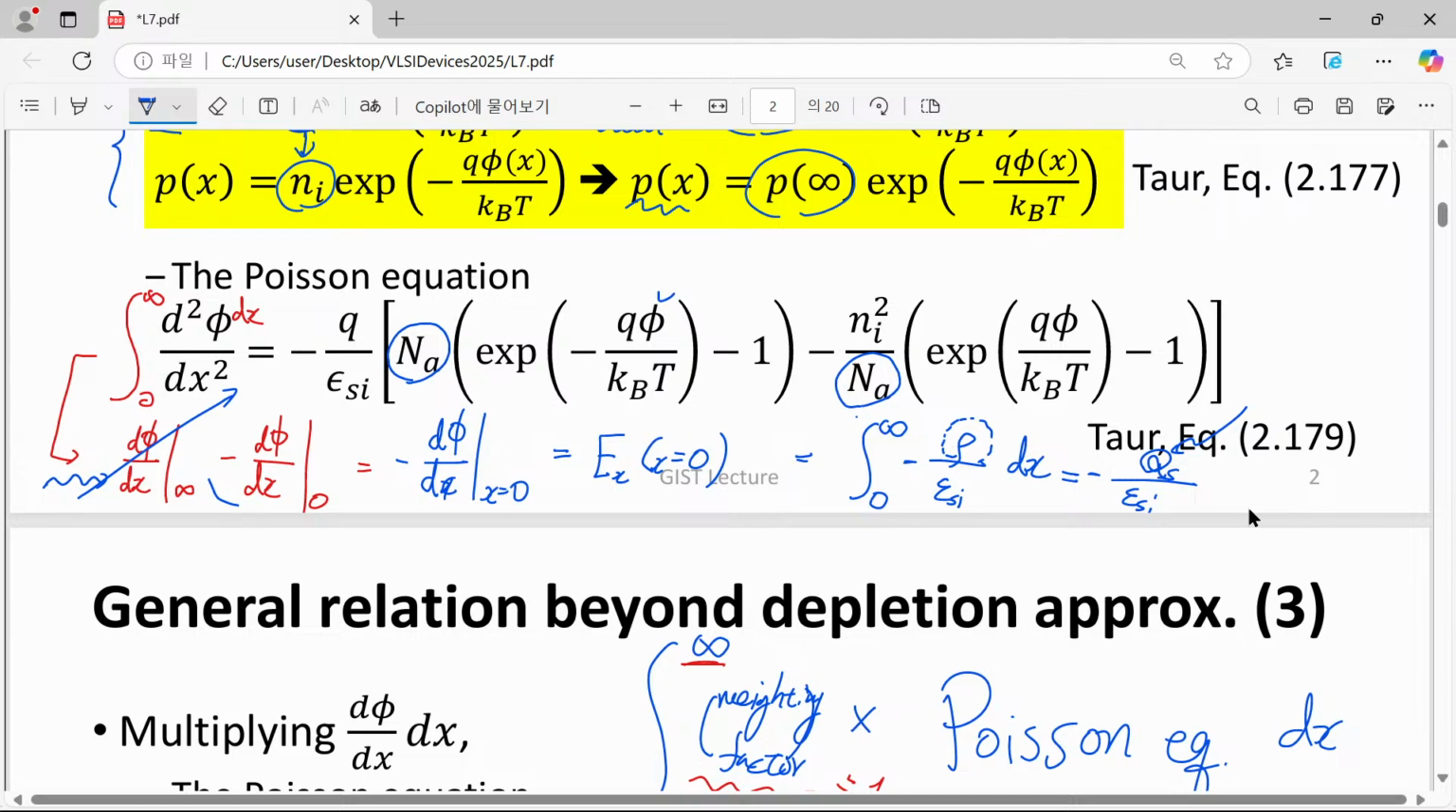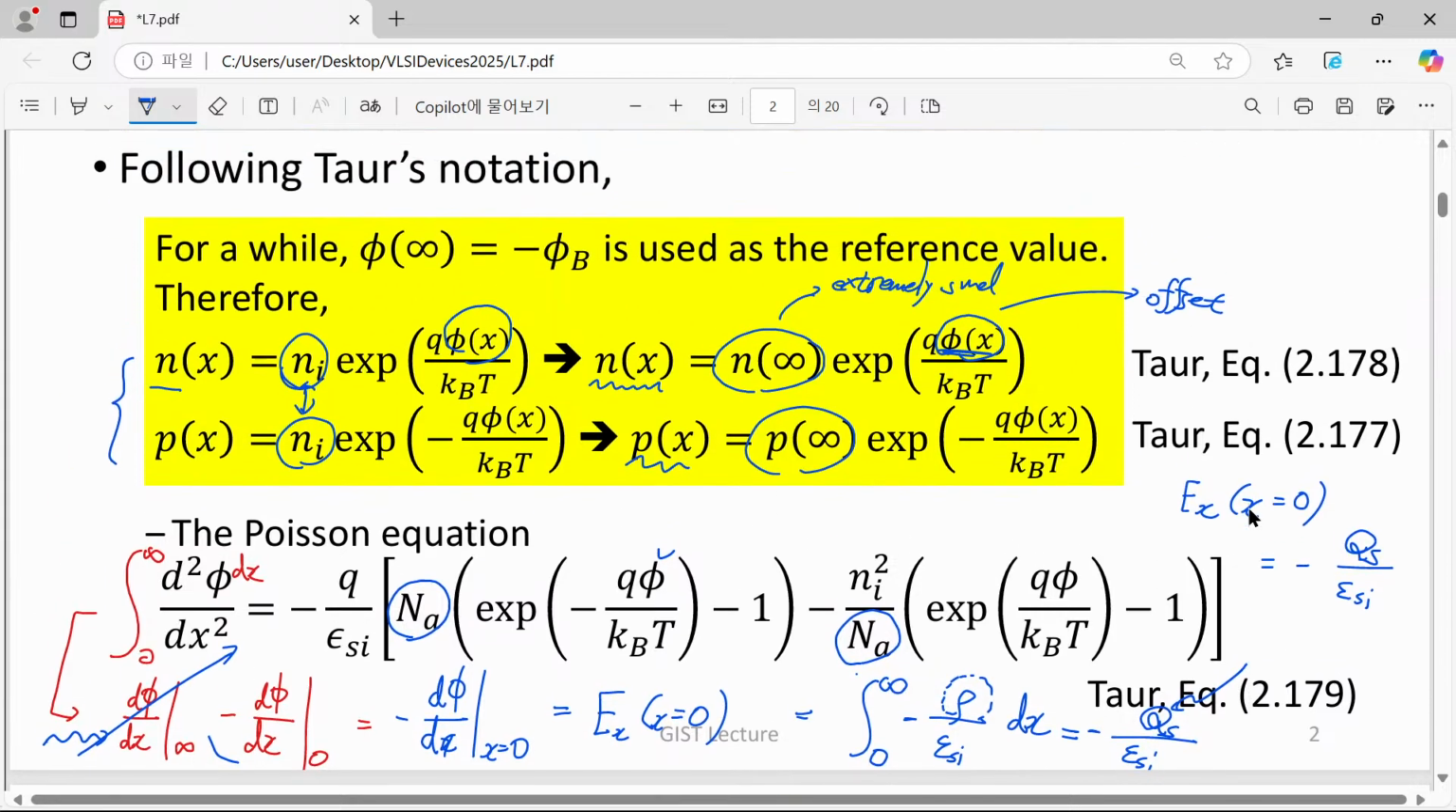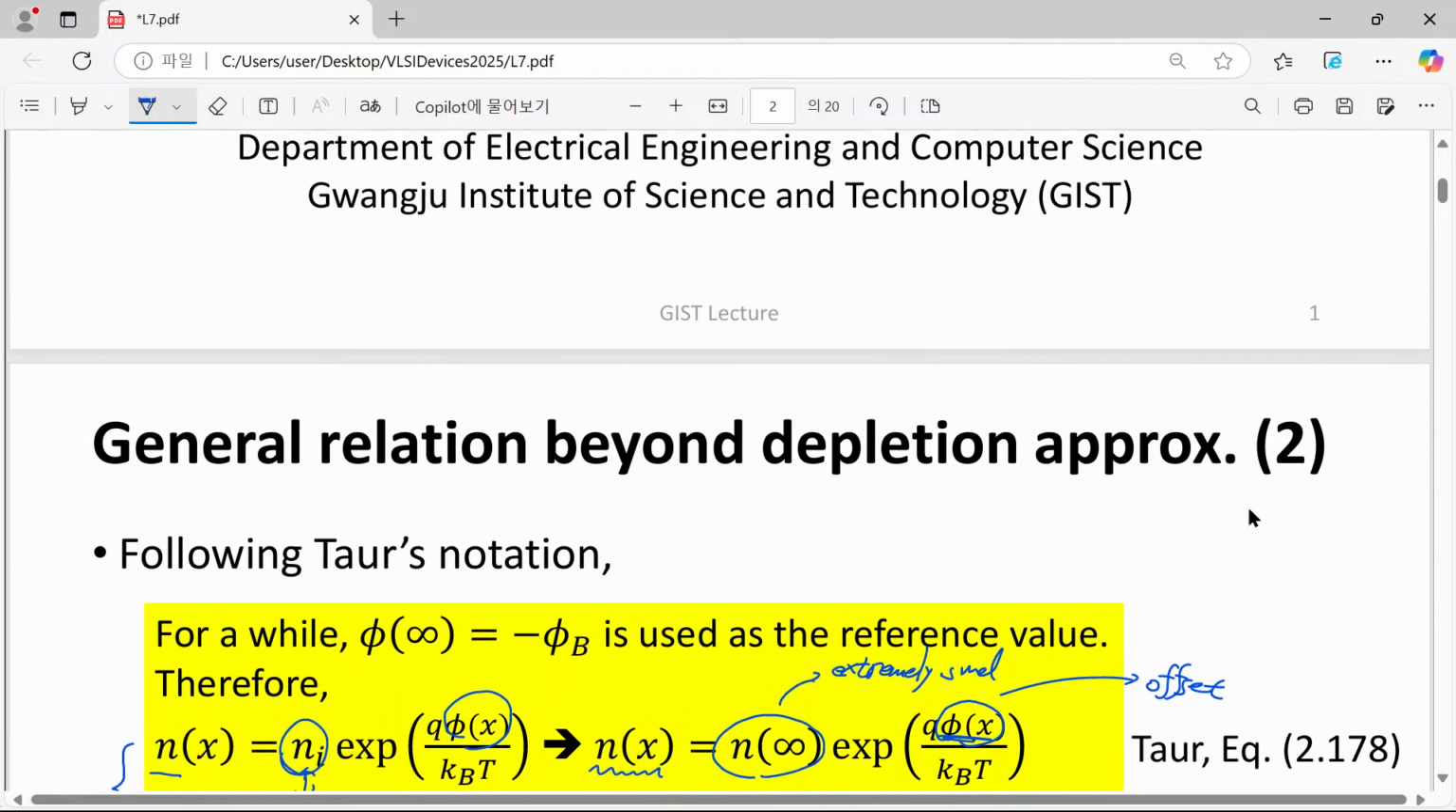So when we make the integration of our pure Poisson equation, the result is amazingly simple. Amazingly simple means that the electric field at x equal 0 is simply given as Qs, the semiconductor charge, divided by epsilon silicon. Of course we have a minus sign. This is nothing but just integration of our Poisson equation. So let me just repeat this job once again.